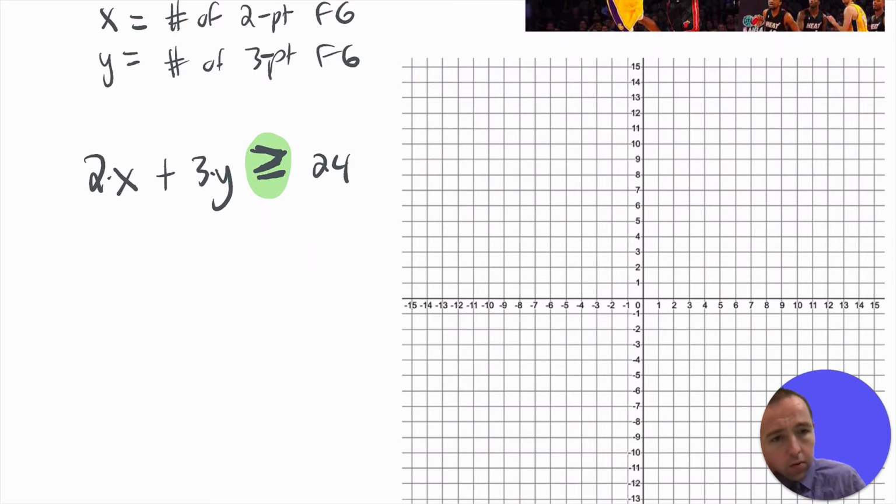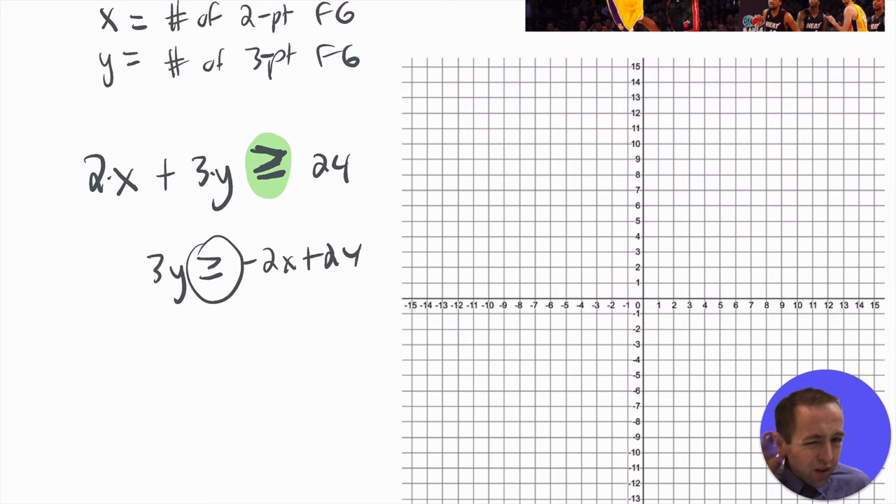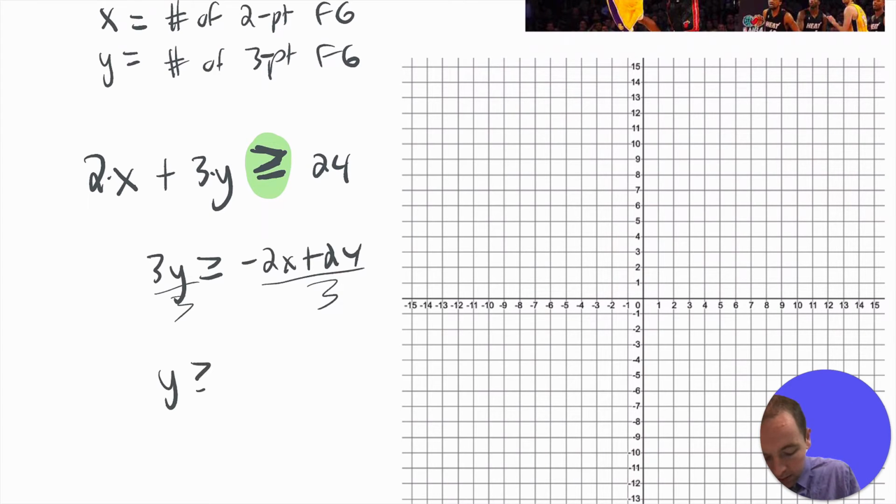If we were to graph this, it'd be easiest if we solved this for y, because this is a linear equation. So we would have that 3y is greater than or equal to negative 2x plus 24. Note that I didn't have to change the symbol there, because all I did was subtract, and you only flip the symbol if you multiply or divide by a negative. And then we're going to have to divide by 3, which you don't have to flip the symbol for either, because you're just dividing by a positive. So you end up getting this: y is greater than or equal to negative 2/3 x plus 8.